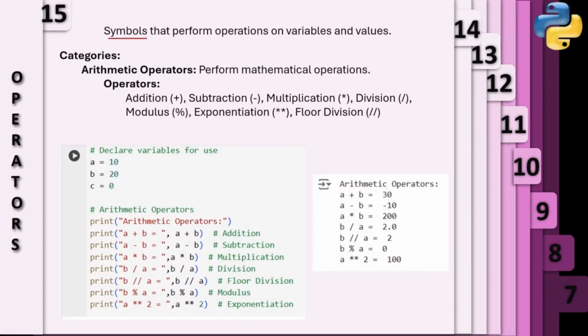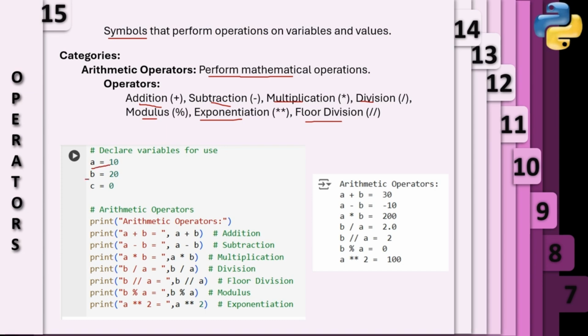Operators are symbols that are fundamental to perform various operations in Python, from basic arithmetic operations to complex logical operations. There are different types of operators in Python. Let's learn each of them in detail. First, arithmetic operators. These operators are used to perform basic mathematical operations such as addition, subtraction, multiplication, division, modulus, exponentiation, and float division.